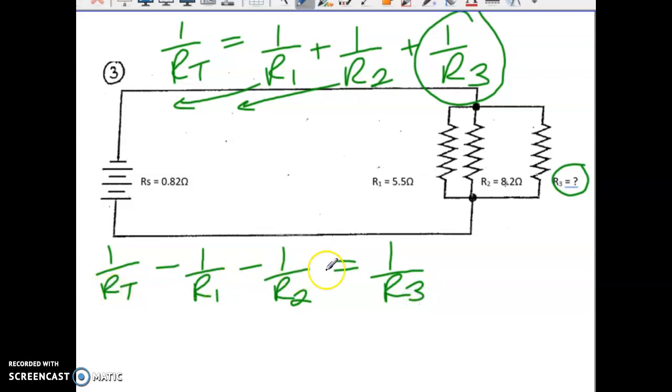But the setup is the same. You're going to plug in the values, divide them out, and then do the swap at the end. Okay, give this a try.